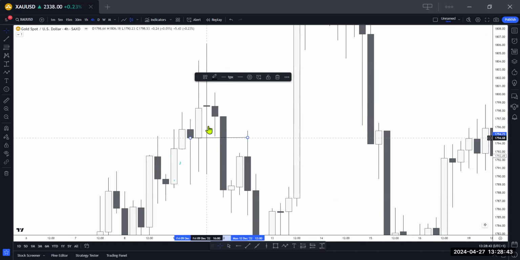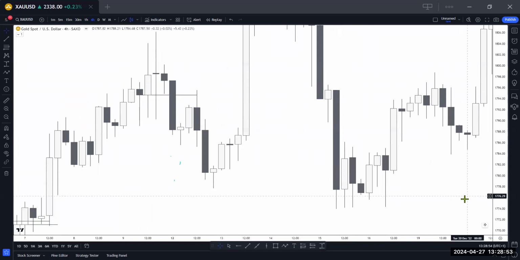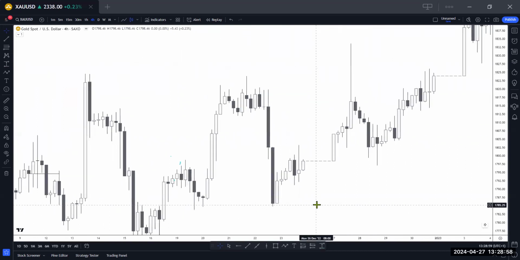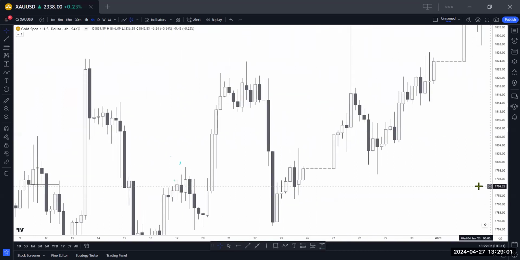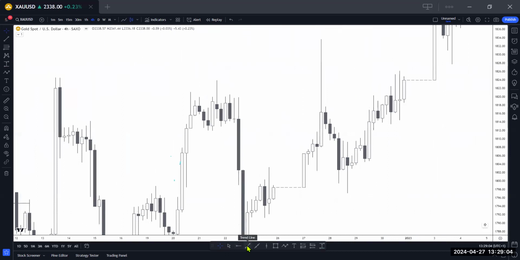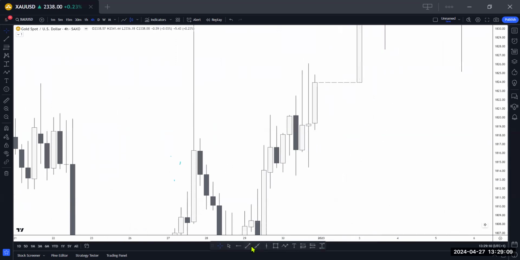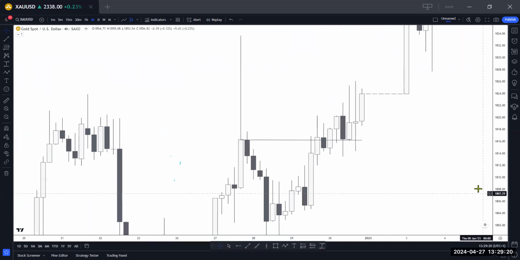So price came, tagged, bought, broke, support becomes resistance. And what do you do here? You sell. Breakout SNR, classic type. Okay, let's see more examples. Trying to find an interesting example. Okay, this is one. All right, there's another one.